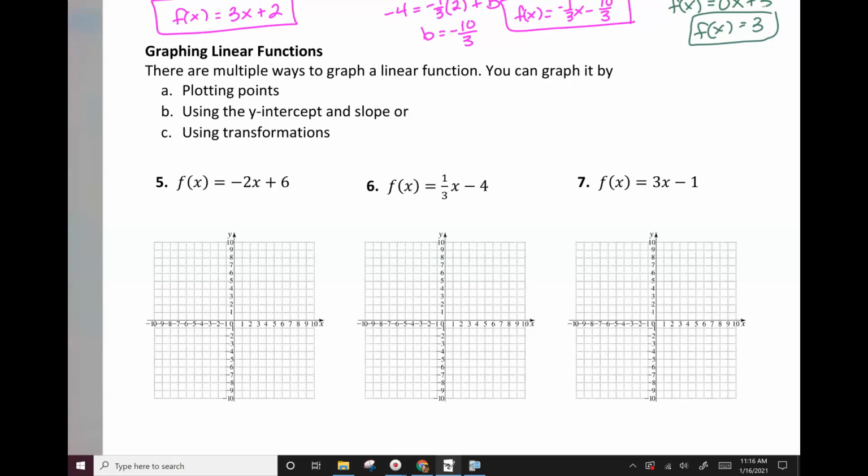Or you could use the y-intercept and slope. Just plot the y-intercept, use the slope to count up and over and get another point. Or you could use transformations. We talked about transformations in the last unit: vertical stretches and compressions, shifting up, down, left, right. So let's look at all 3 of those options on 5, 6, and 7. On number 5, I'm going to use option A, plotting points. You need at least 2 points.